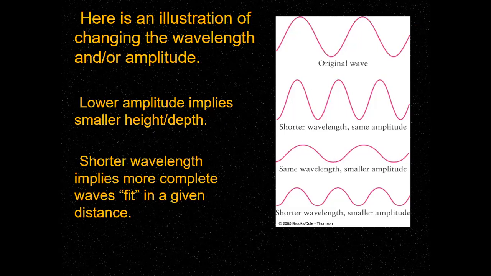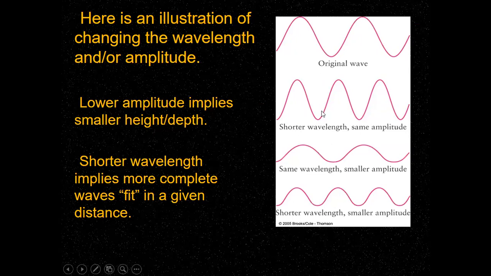When we have lower amplitude, it implies a smaller height or depth of the wave, and shorter wavelength implies more complete waves fit in a given distance. So in a given distance, you should find a higher number of waves if it has a shorter wavelength. Let's analyze it using these pictures. Let's say this is the original wave, and we're going to compare the other waves with the original one.